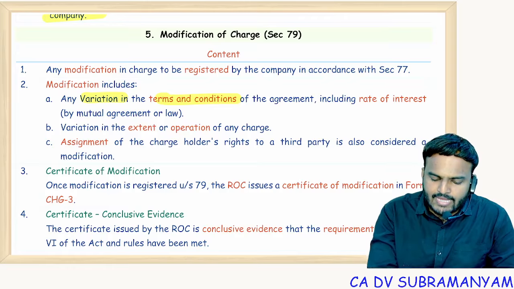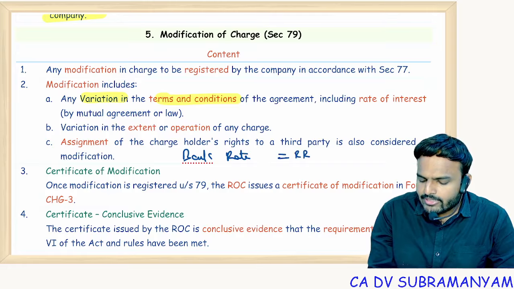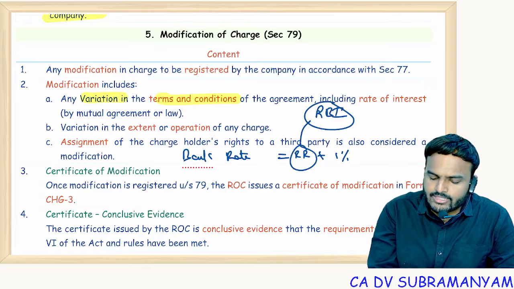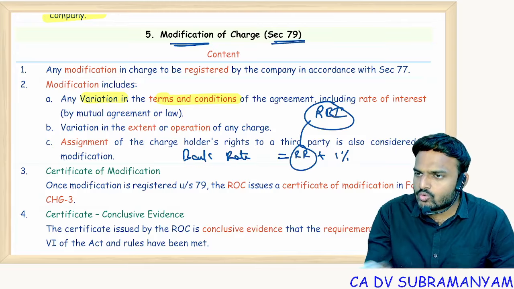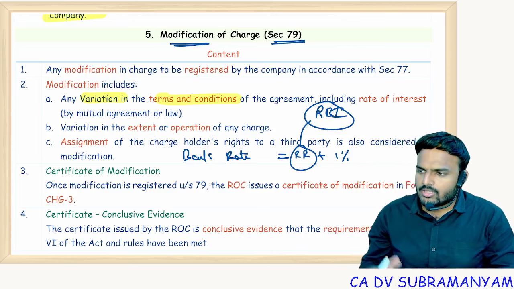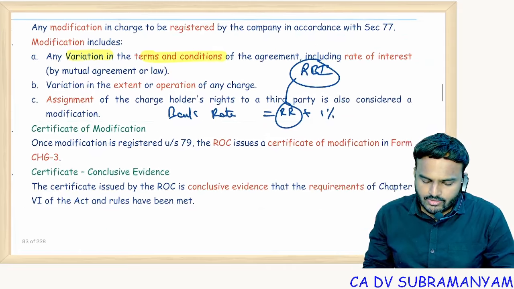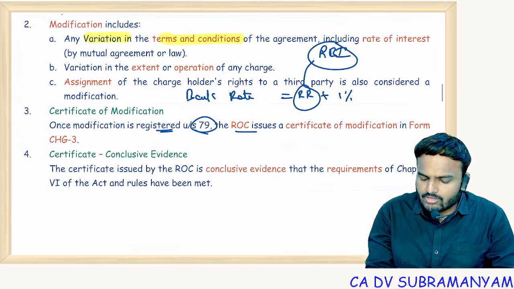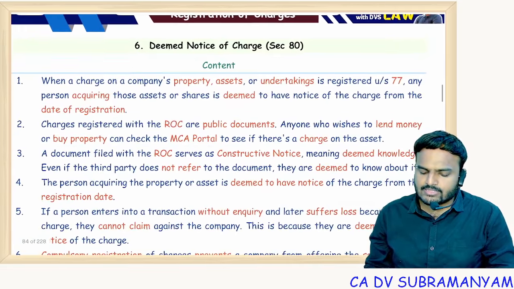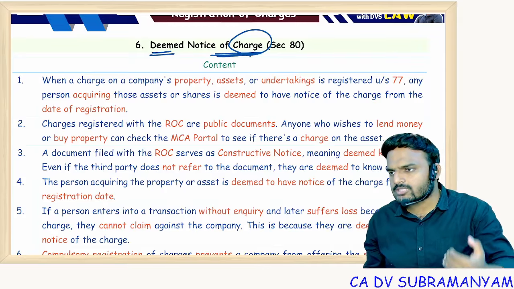But if it is a bank rate plus, for example, generally bankers will fix the interest rate like this: repo rate plus some 1%. Now if the repo rate is revised by RBI, is it a modification under Section 79? No, because this is not something modified by both the parties. This is purely by the RBI. So for that, filing modification of charge with ROC is not required. Once modification is registered under Section 79, ROC issues a certificate of modification in form CHG-3, and it will be conclusive evidence. It will also act as a notice to subsequent persons dealing with the charged property.